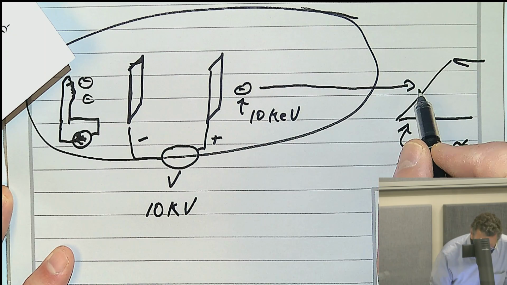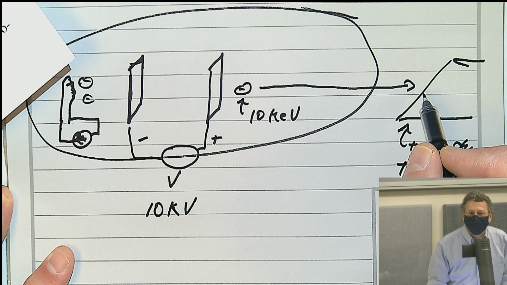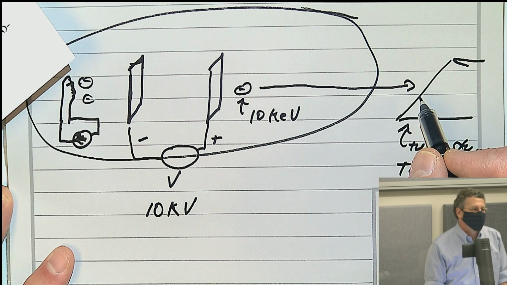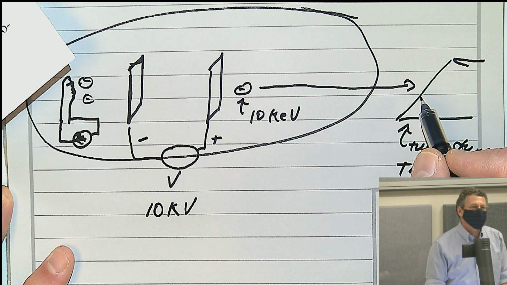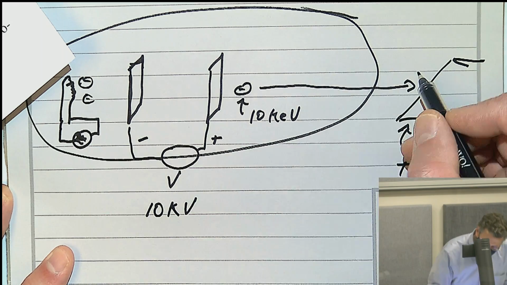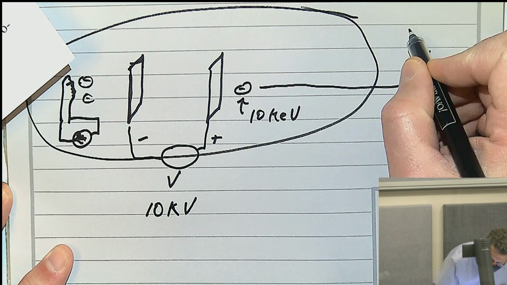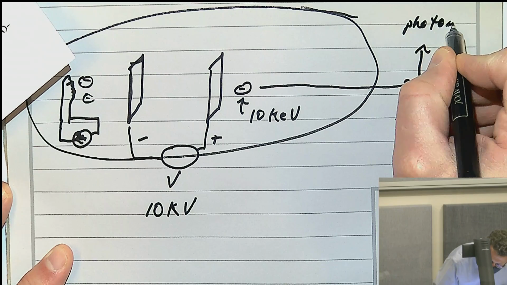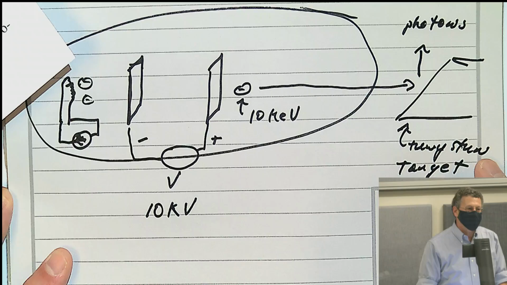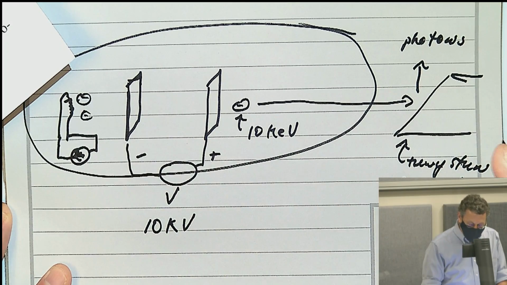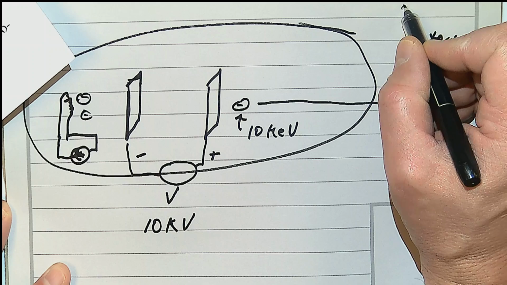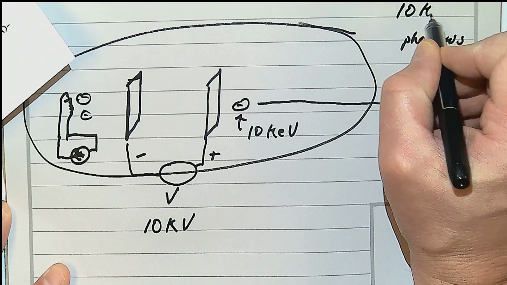But when they decelerate rapidly, when you accelerate a charge, right, you create an electric field. And the electric field is perpendicular because it's a cross product if you look at Maxwell's equations. So the photons come out this way. So when you decelerate the electrons, they hit the target and they emit photons in a perpendicular direction. And then the energy of the photons is nominally going to be 10 keV.